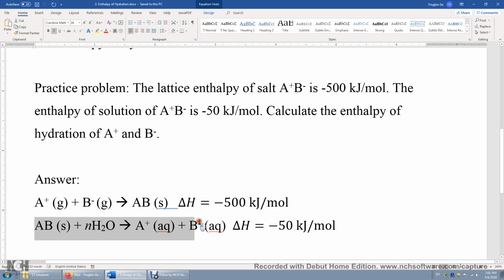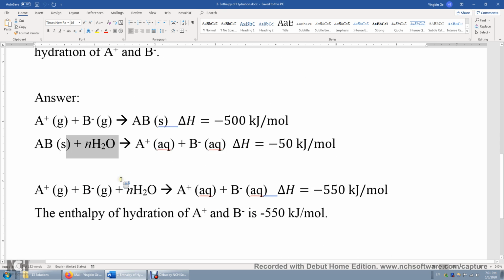The second chemical reaction is the dissolution of this AB salt. We put this AB salt in water, and then A+ is solvated, B- is also solvated. And let's say this is an exothermic reaction. This amount of heat is released, therefore delta H is negative. And then what we can do is we just sum up these two chemical reactions.